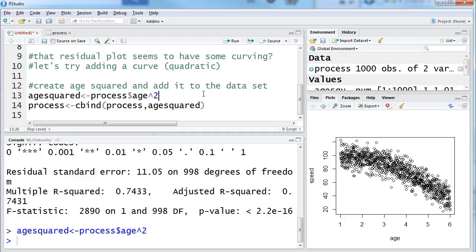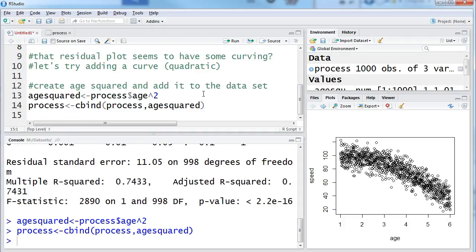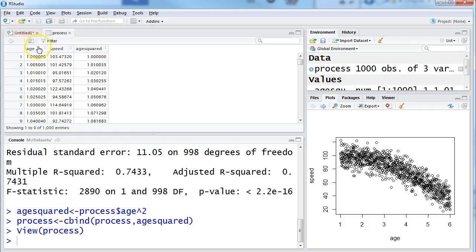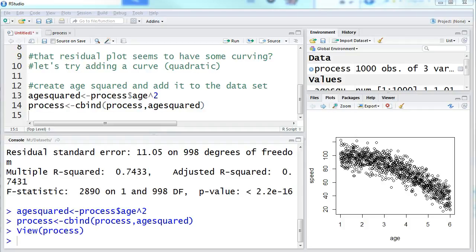So there I actually squared age, and I'm going to column bind it to my process so that when I look at my process, I have age, and now I have age squared. And the y variable is stuck in between the two right here. Speed is what we're trying to predict. So with both of these, I can do a quadratic model.